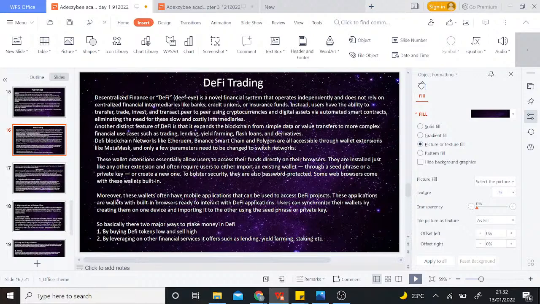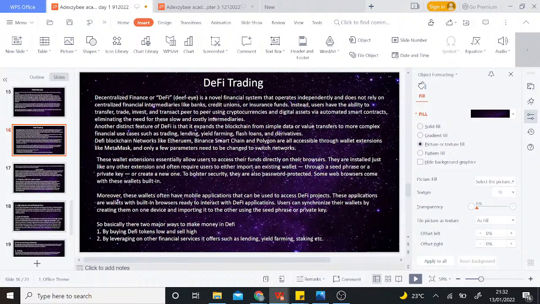So basically, there are two major ways to make money in DeFi trading. Number one is buying DeFi tokens. Most of these DeFi platforms have tokens that you can actually buy when it's low and sell when it's high. Do you understand? An example of a DeFi platform is PancakeSwap. On PancakeSwap, you can do a lot. You can buy tokens, you can stake, you can lend. They have services depending on the coin you're interacting with. So that is one way.